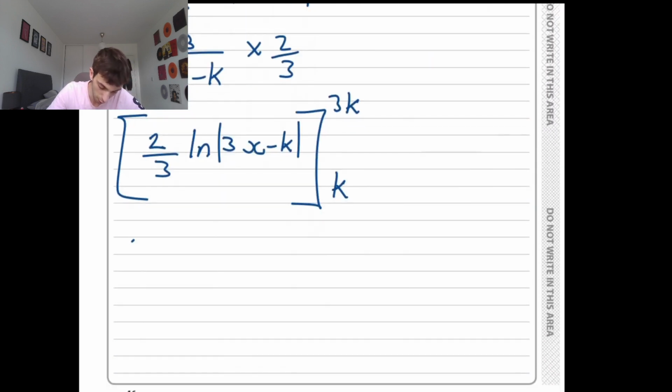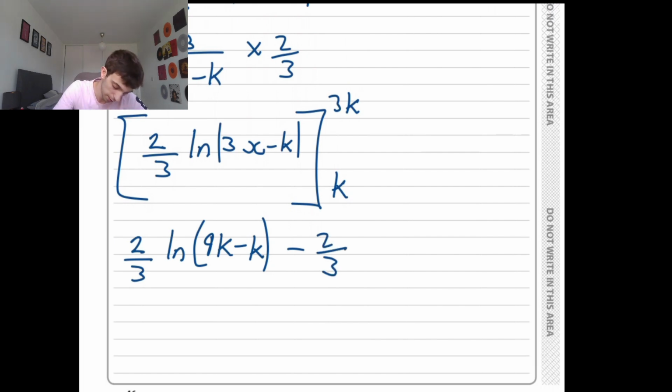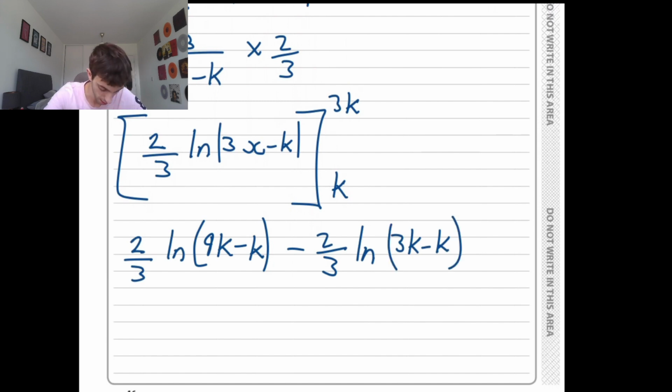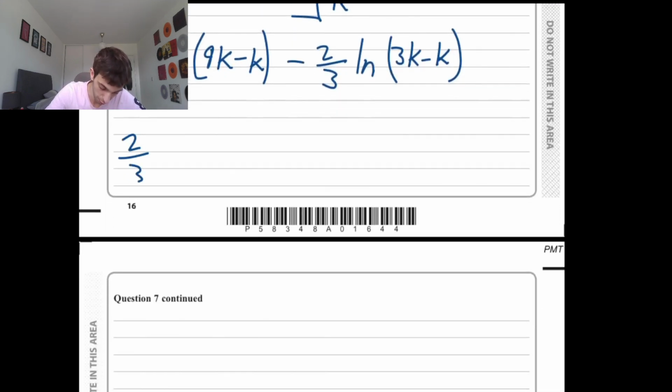So plugging in 3k, we have 2/3 multiplied by the natural log, so 3 times 3k, that's going to be 9k minus k, which is going to be 8k, but we'll leave that for now. Actually, it does tell us that k is a positive integer, so we don't need to put the modulus there. And then plugging in k, we have 2/3 times the natural log of 3 times k minus k, so it's going to be ln of 2k. Nothing scary there. Simplifying this out, we can take out those 2/3, and then we have ln of 8k, take away the natural log of 2k.